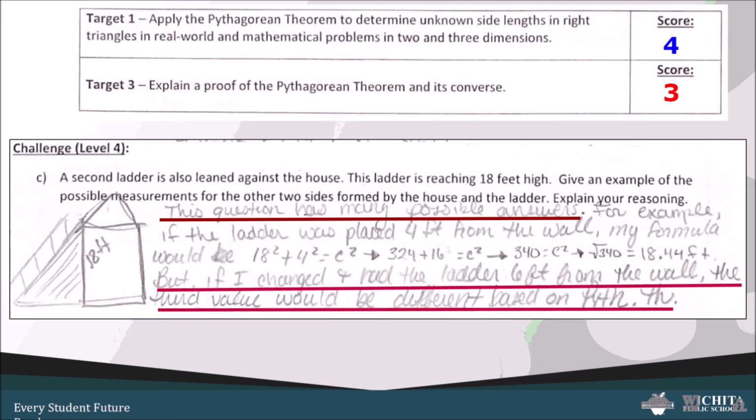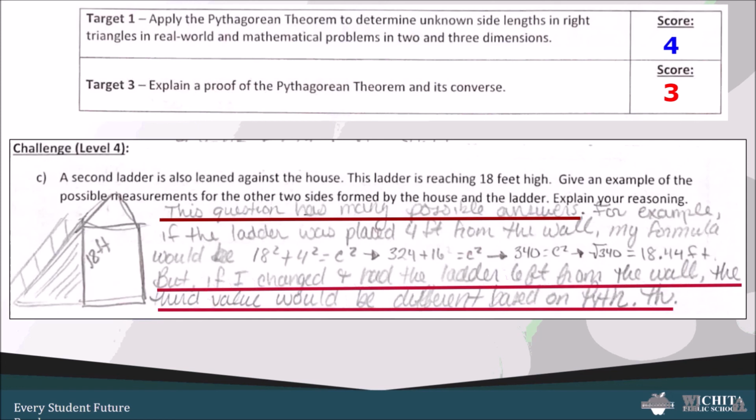Andrea also gave us this last sentence that says, "But if I changed and had the ladder 6 feet from the wall, the third value would be different based on the Pythagorean theorem." So she's bringing in the formula and telling us that if we manipulate the values a little bit, we would have to change our third value, or the hypotenuse, for it all to work out. She is on the right track.